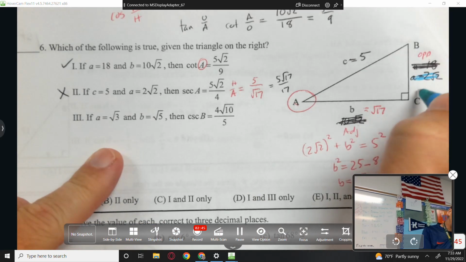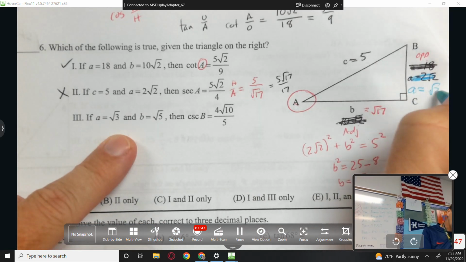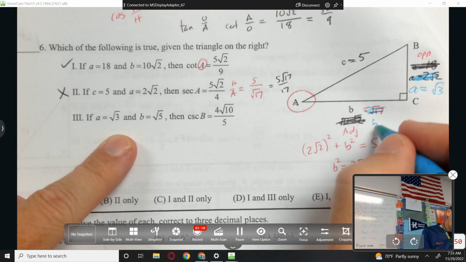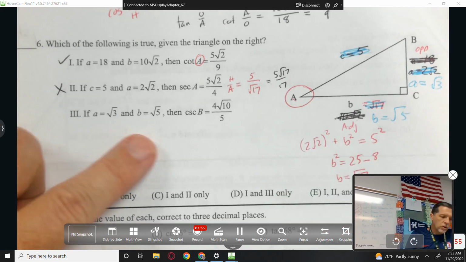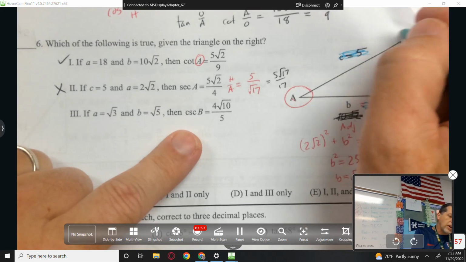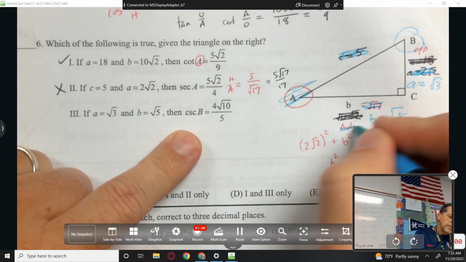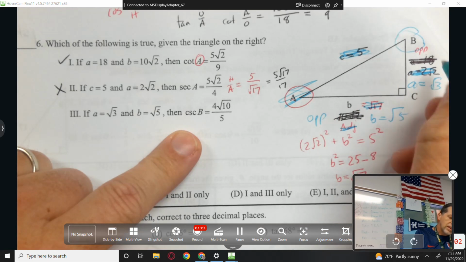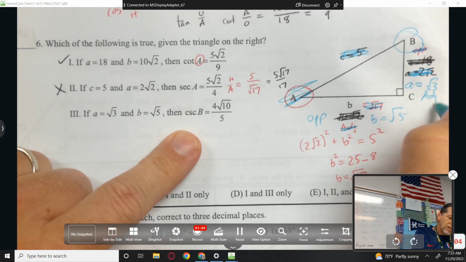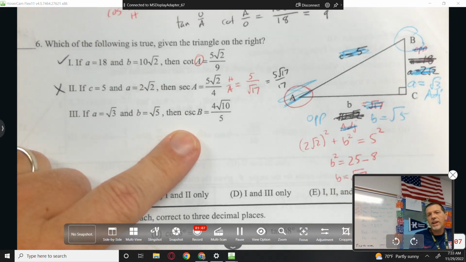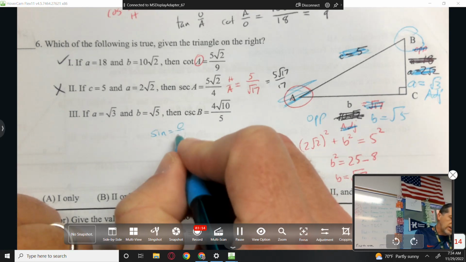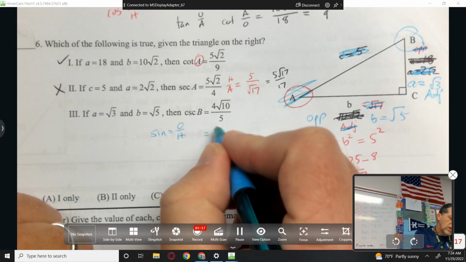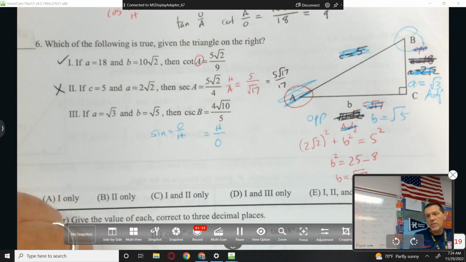If A equals, start over one more time, square root of 3, and B equals square root of 5, cosecant of B. Uh-oh, I got to be careful now. I'm looking at B. That changes who's opposite and who's adjacent. So this is a messy problem because you keep writing over your own work. Cosecant goes with sine. Sine is opposite over hypotenuse. So cosecant is hypotenuse over opposite.